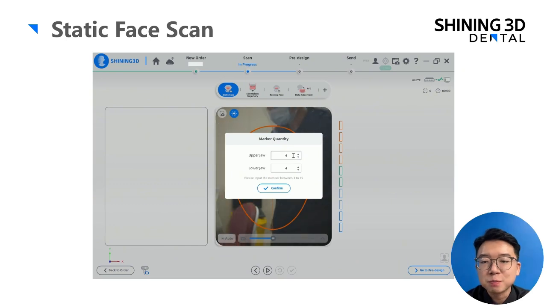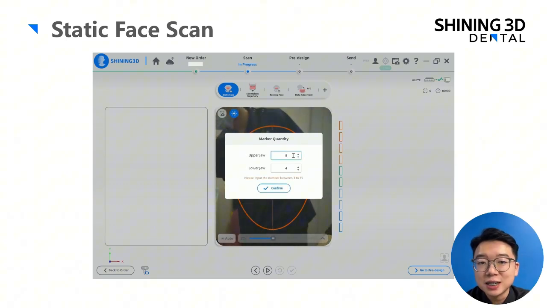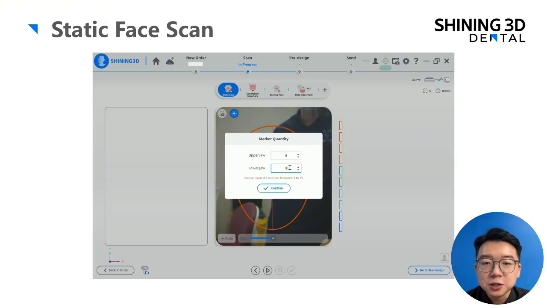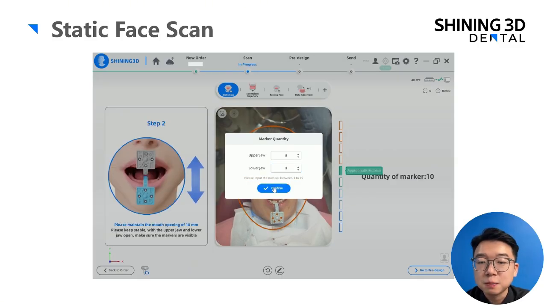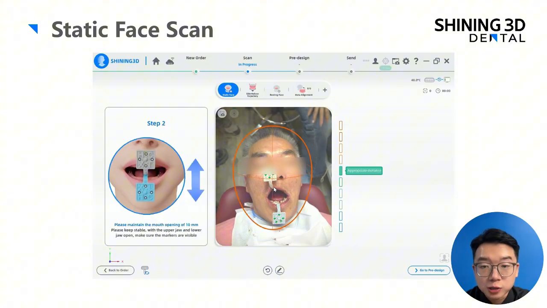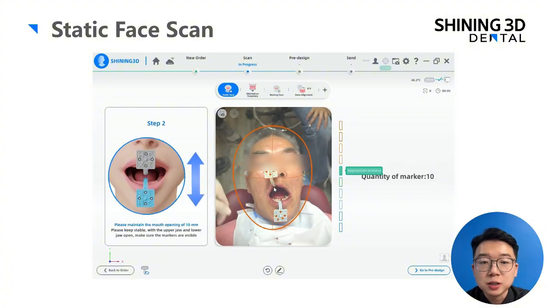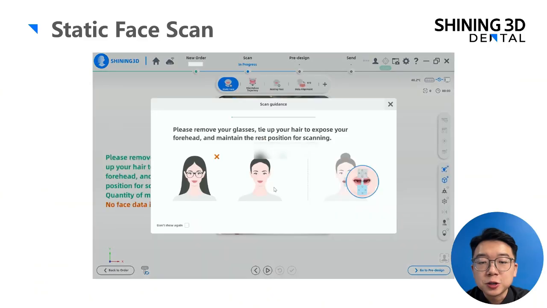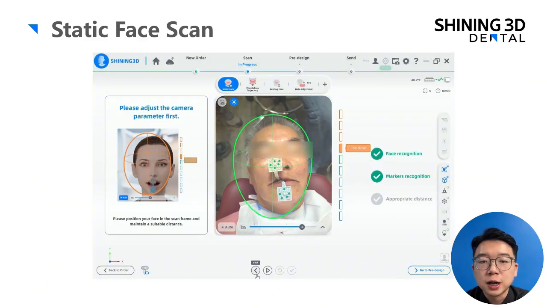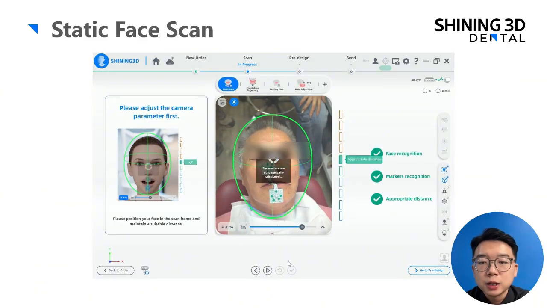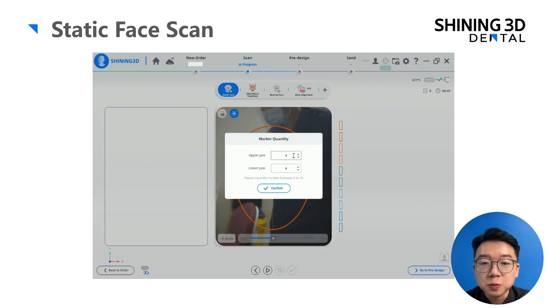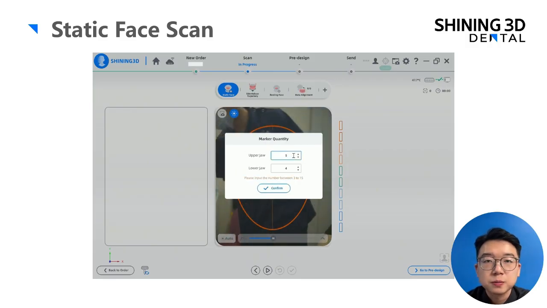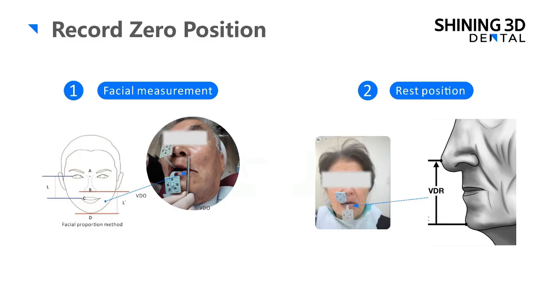The same as the previous case we just mentioned. For the static face scan, we need to type in the marker quantity first, so that the software can recognize the markers we put on the patient's motion tracker for this case. And once it's recognized, you can do a small movement of the mouth to let the software recognize which is the upper jaw and which one is the lower jaw. During the static face scan, we can record the zero position for this patient.